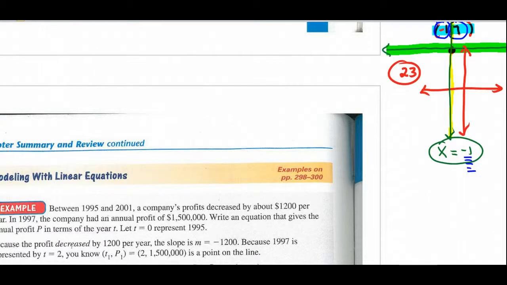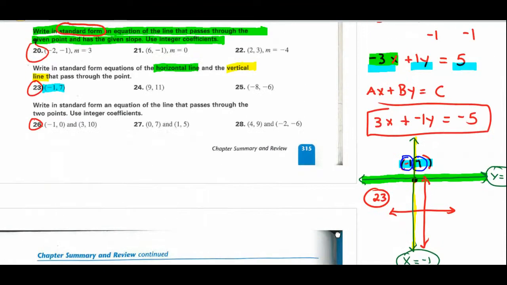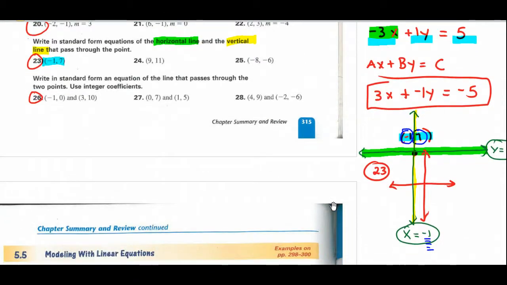Okay, so finishing up this homework assignment, we have problem number 23 was done, and we're moving on to problem number 26, which is right here. We have to write in standard form. Again, standard form is AX plus BY equals C. You will see that on your flip chart.